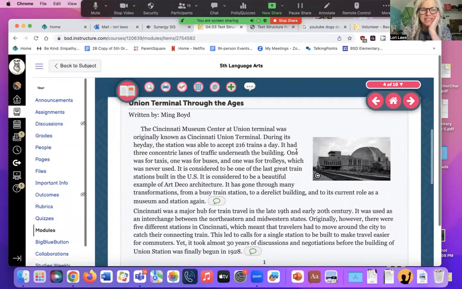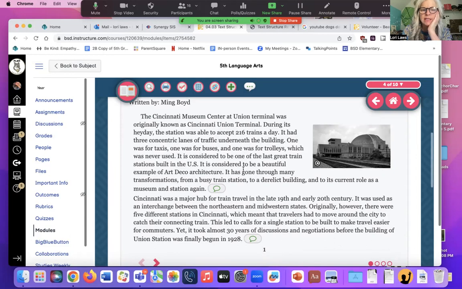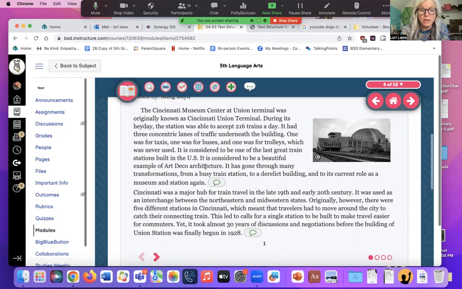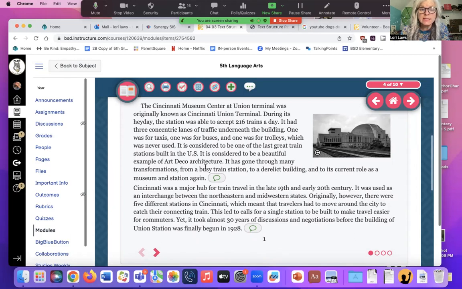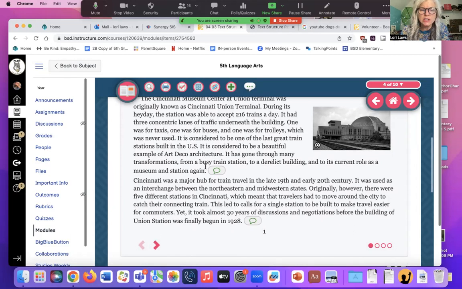Union Terminal Through the Ages. The Cincinnati Museum Center at Union Terminal was originally known as Cincinnati Union Terminal. During its heyday, the station, or the train station, was able to accept 216 trains a day. Have you ever thought about how they don't crash together? It had 3 concentric lanes of traffic underneath the building. One was for taxis, one was for buses, and one was for trolleys, which were never used. It is considered to be one of the last great train stations built in the U.S. It's considered to be a beautiful example of Art Deco architecture.